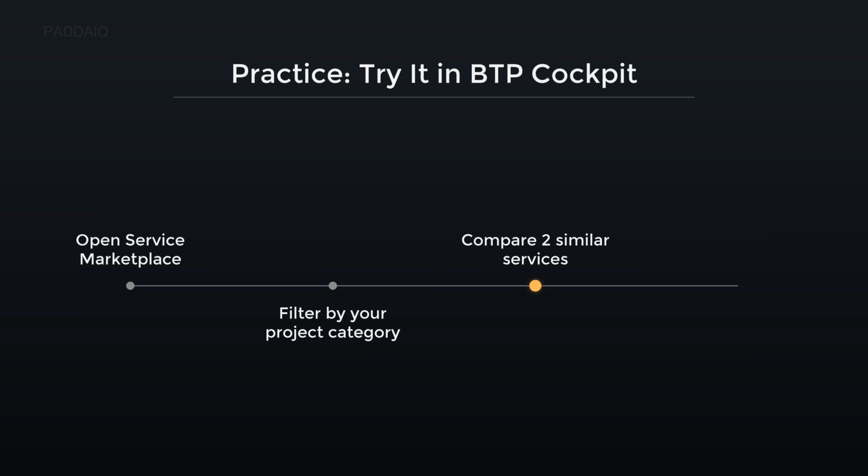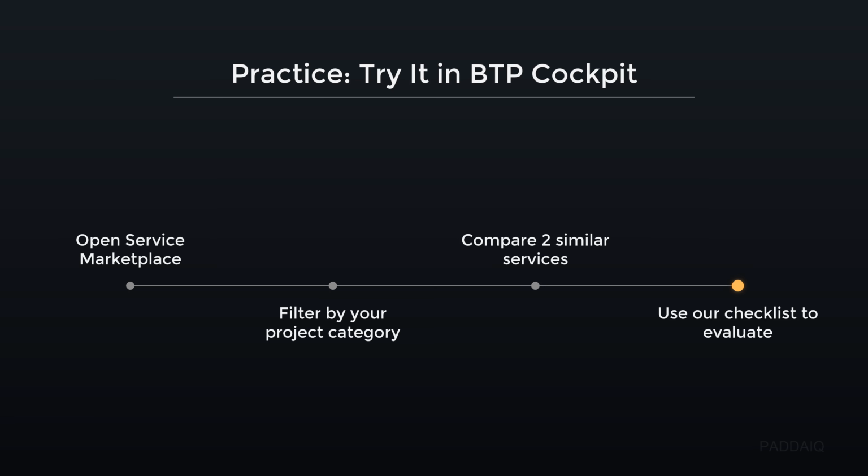Compare to similar services. This means examining two BTP services with overlapping features to identify their differences. For instance, compare SAP HANA Cloud and SAP HANA Service to see which offers better scalability for your needs. Understanding these distinctions ensures you select the most suitable service for your application.